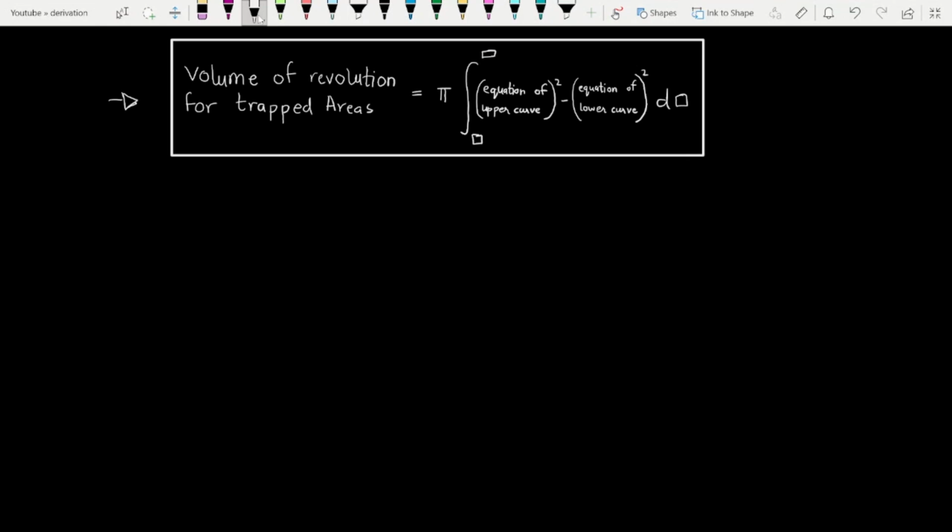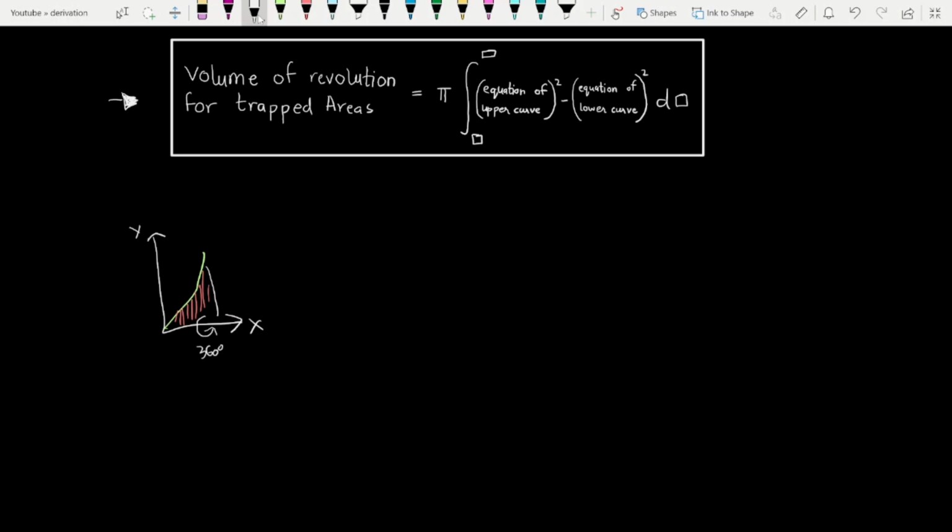This right here is the formula you're going to be using when you're trying to find the volume of revolution of trapped areas. In the previous video, we learned how to find the volume of revolution between a curve and one of the axes. So if I have my axes over here, the y and the x, and some curve with an area beneath it, and you want to find the volume of revolution when you rotate this about the y-axis or the x-axis, you can do that using the formula we learned in the previous video.